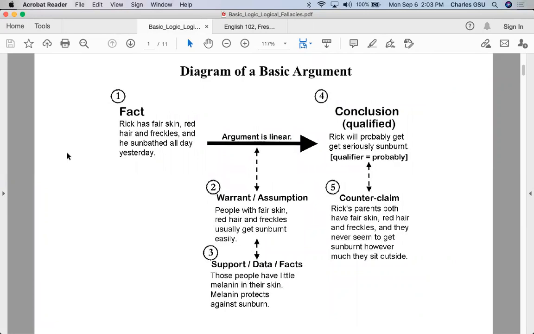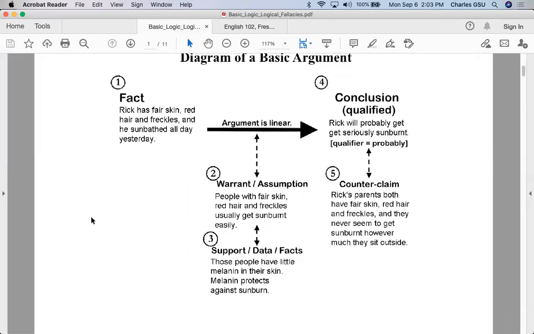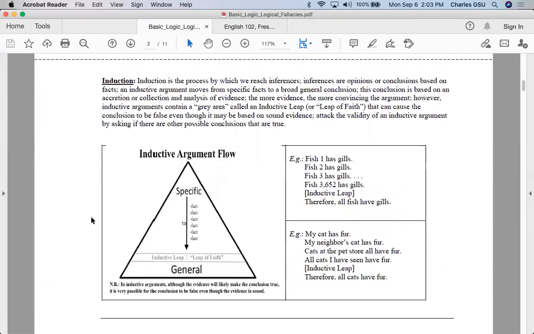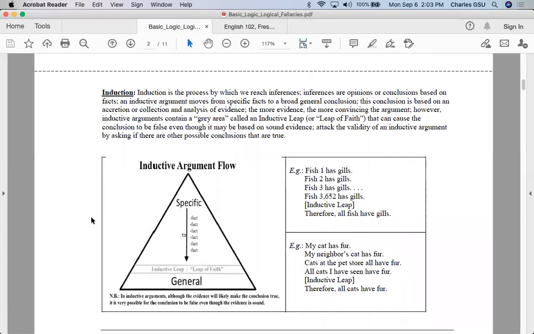So one thing to keep in mind about an argument is that, as this bold arrow line shows here, an argument needs to be linear to go from point A to point B, if you will. As we'll see, if it starts at point A and then returns to point A, then it's a circular or tautological argument.